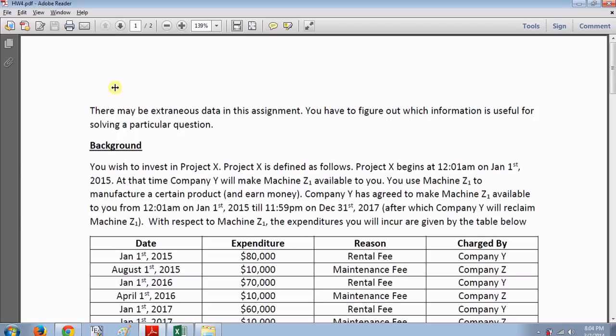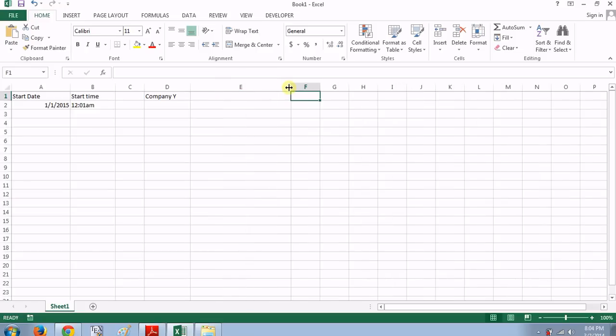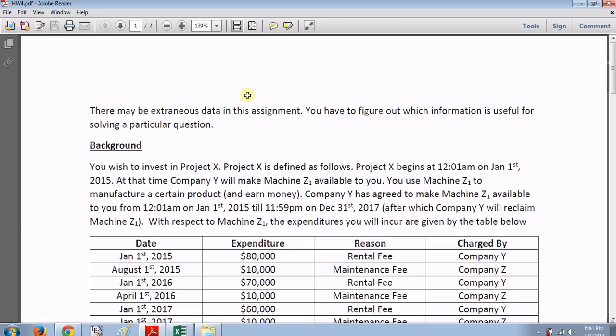At that time, Company Y will make machine Z1 available to you. So there's some entity called Company Y that's going to play a role. Company Y rents out machine Z1. You don't have to take out every piece of information from the question because on the midterm you'll only have 20 by 20, that's about 400 cells for each question. But I'm doing this nonetheless to help you out, so you at least know what to do on the midterm.